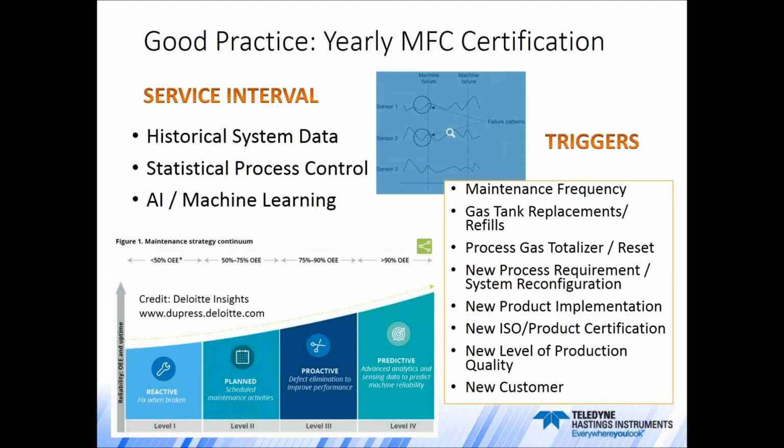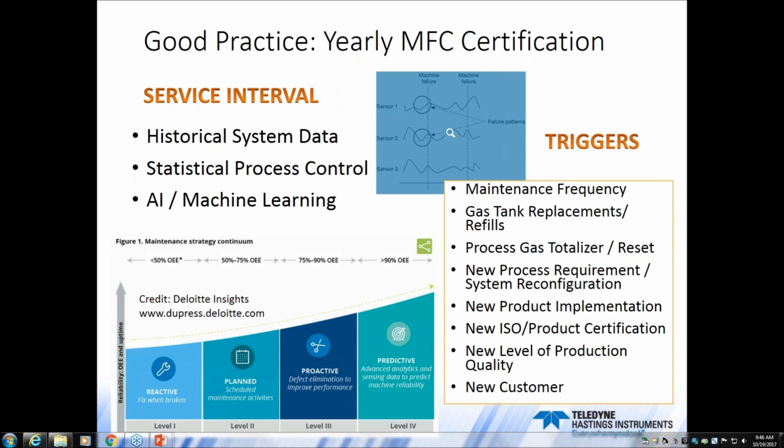Our next slide refers to one of the questions that we get very often, and that is, what is the service interval for mass flow controllers? We recommend as a good practice a yearly MFC certification. But selecting a service interval should be dictated by lots of factors, and I will highlight here, as you can see on the left side of the slide, historical system data, if you're using statistical process control tools, and why not, in 2017, artificial intelligence and machine learning.